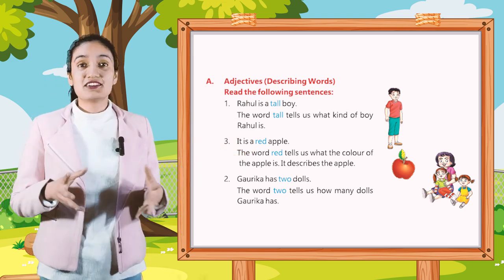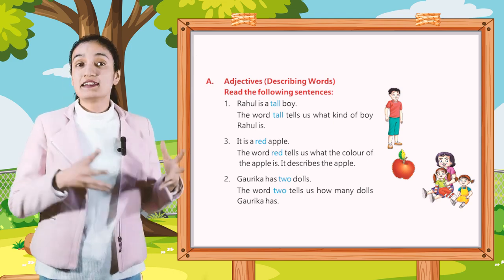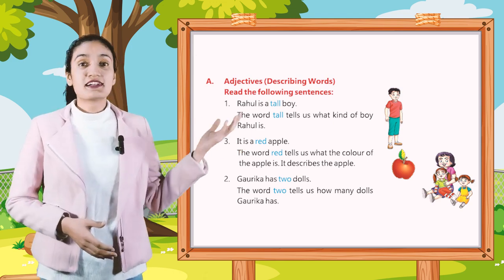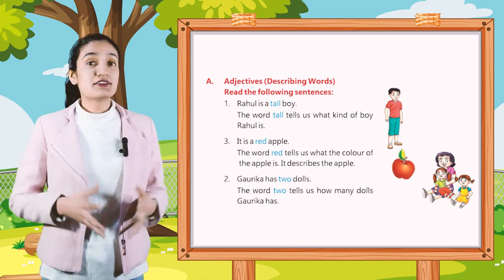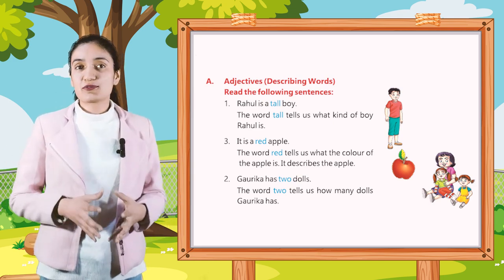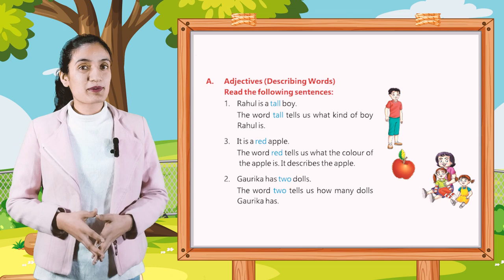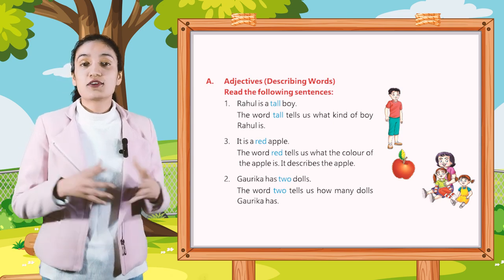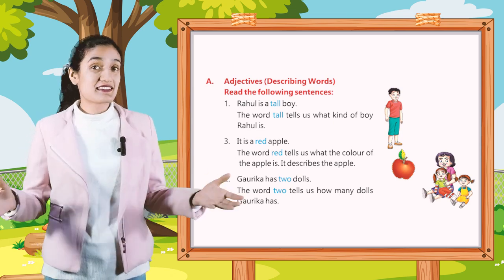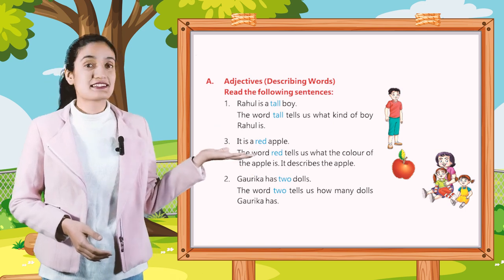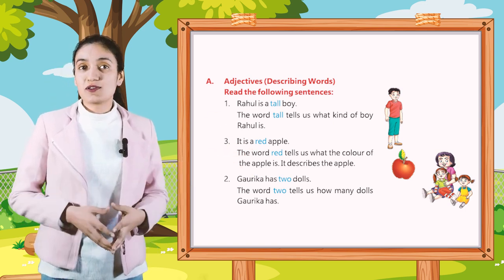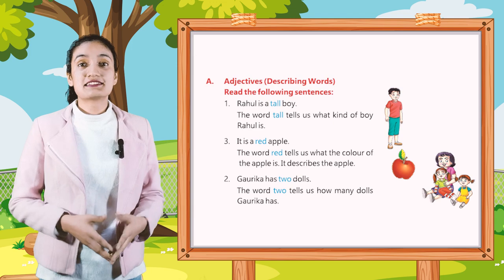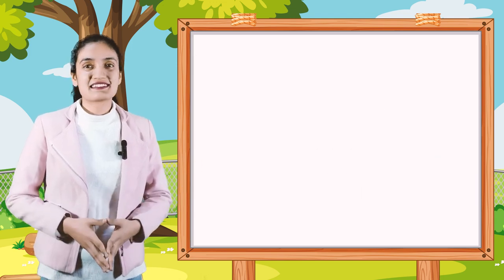Now part A, adjectives describing words. Read the following sentences first. Rahul is a tall boy. The word tall tells us what kind of boy Rahul is. It is a red apple. The word red tells us what the color of the apple is. It describes the apple. Next is Gorika has two dolls. The word two tells us how many dolls Gorika has.